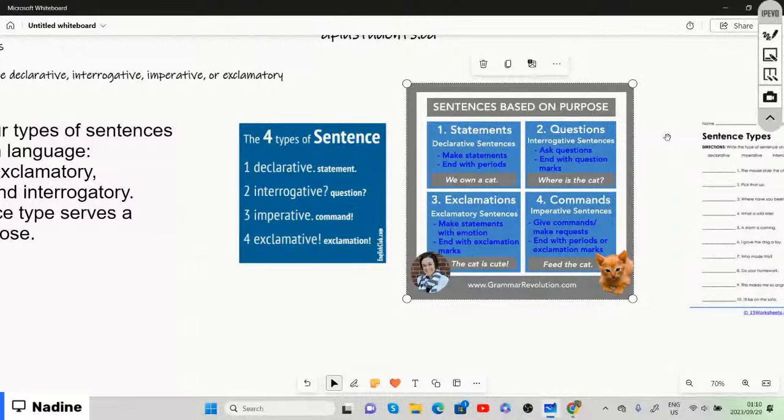And then we have an exclamation or exclamatory sentence. An exclamatory sentence is basically a statement that you're making, but it shows that you are showing more emotion, whether it is high emotion or low emotion. And this one ends with an exclamation mark.